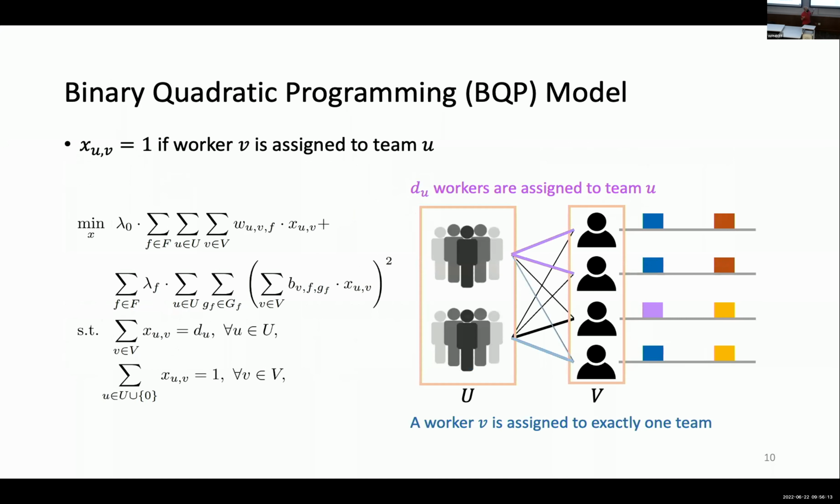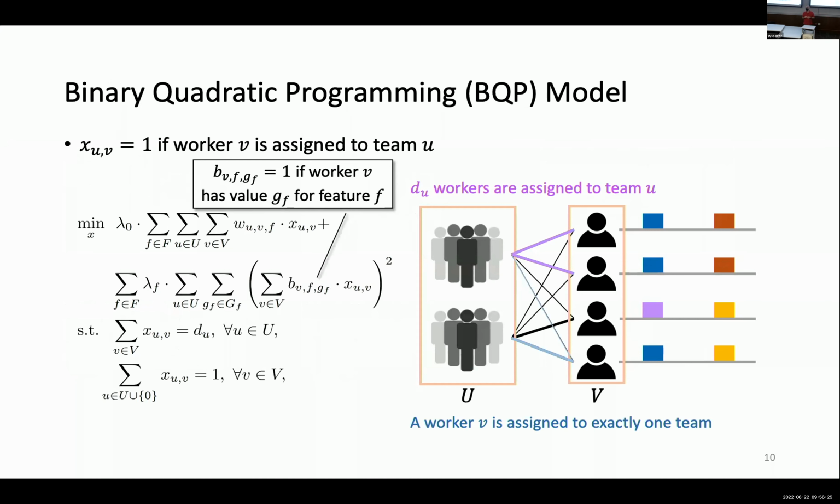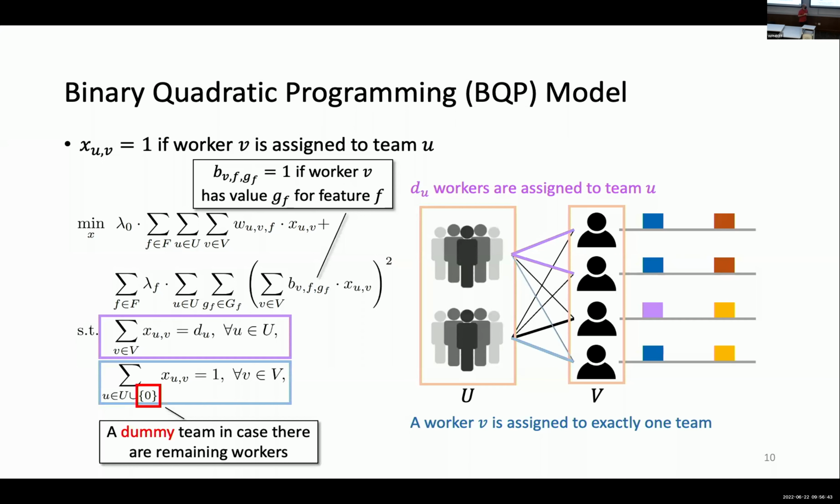Okay, and so this is a pretty straightforward model. So the binary quadratic programming model, we've got X_UV, which is 1 if worker V is assigned to team U. We've got the diversity, or actually the similarity measure that we're going to optimize combined with the weighted measure. And we have 2 constraints, which is the degree constraint and making sure that each worker is assigned to exactly 1 team. And we add a dummy team that doesn't have the degree constraint on it. That'll suck up everybody else if there's more workers than can be assigned.